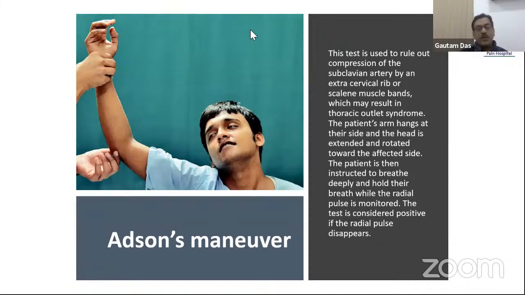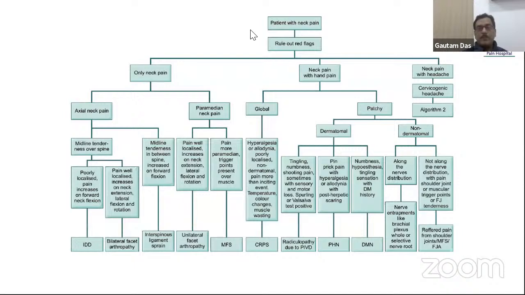Adson's maneuver is again not specific for the cervical, but commonly done with the cervical. So what we are doing is asking the patient to take a deep breath. This picture is not actually fully correct. The patient will be taking a full deep breath, and you are elevating the hand, and the patient's pulse is noted. The pulse will be feeble if the Adson's maneuver is positive. It is mostly seen in thoracic outlet syndrome, not exactly for neck pain, but it should be considered.